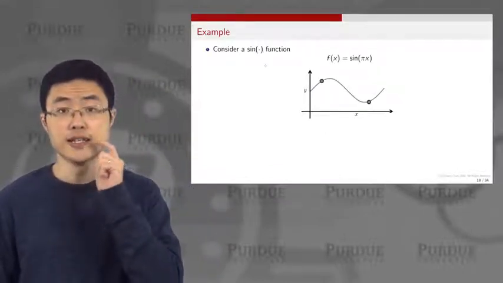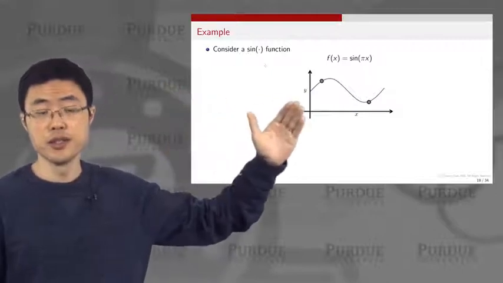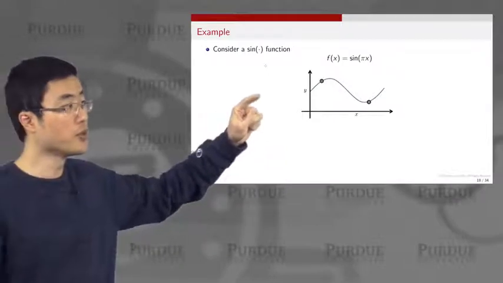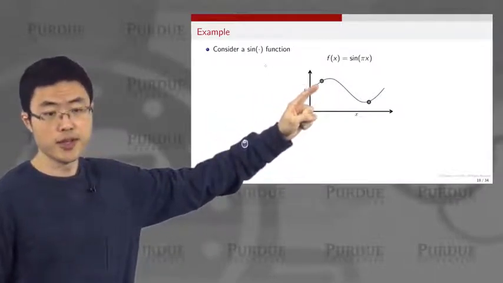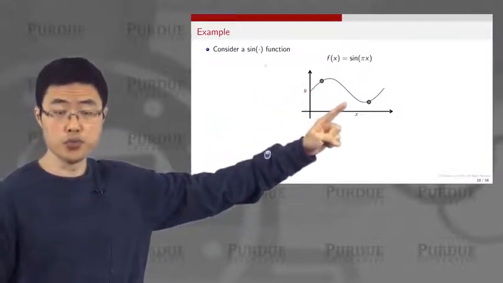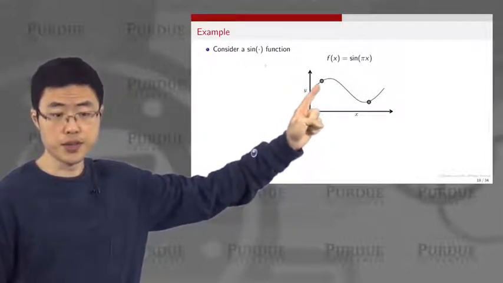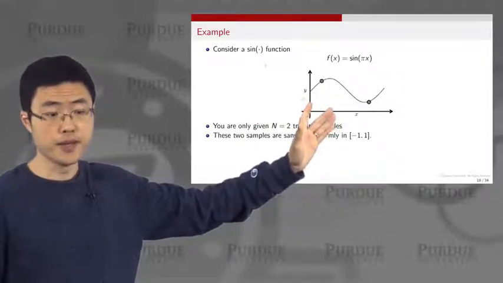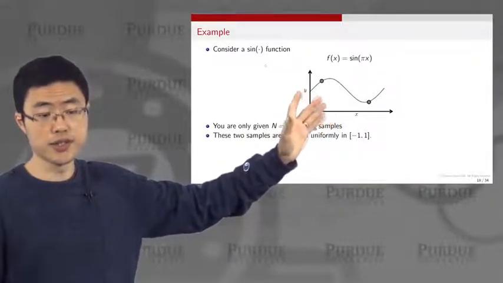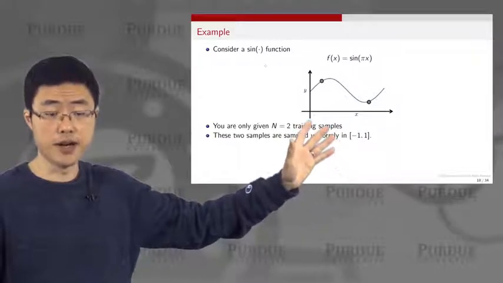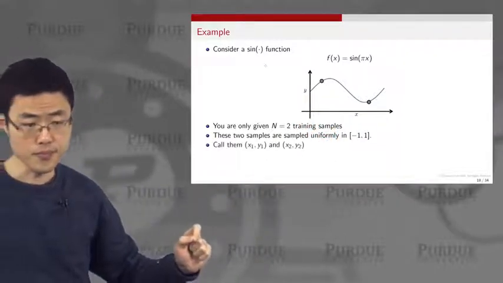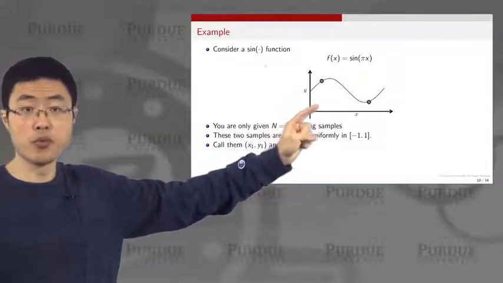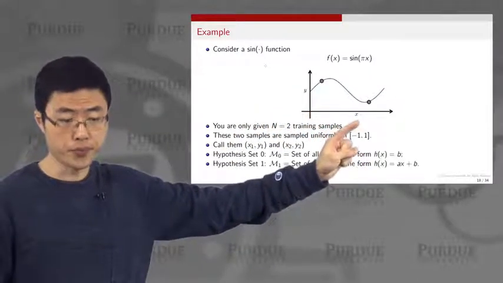Let's consider a sine function that I'm drawing here. The sine function, of course, has a sinusoidal shape. And then from there, I'm going to give you two data points, data point 1 and data point 2. So you have two training data points, and these two training data points are sampled uniformly in the interval of -1 and 1. Let's call them two coordinates, x1, y1, and x2, y2.